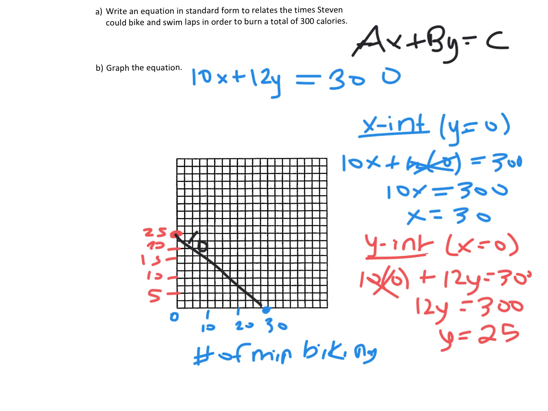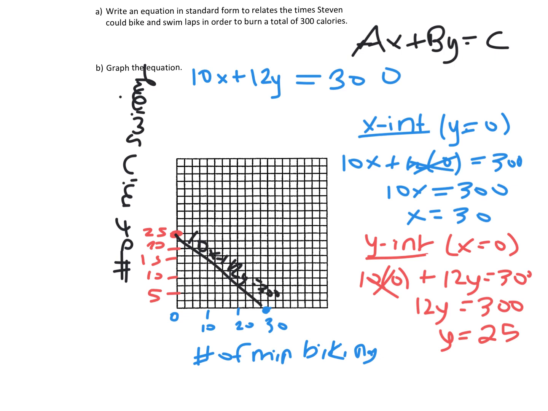And I'm going to label the equation here 10x plus 12y equals 300. I'm going to label my axis. My y-axis is the number of minutes swimming. And that's it.